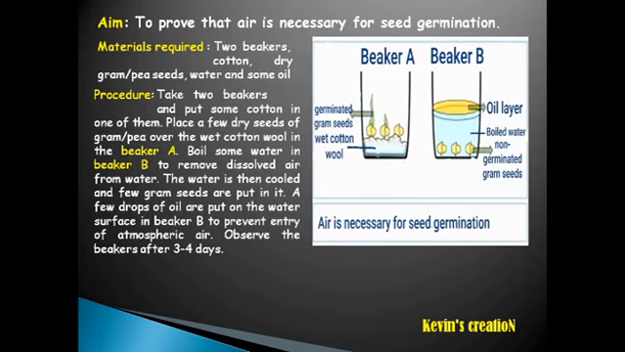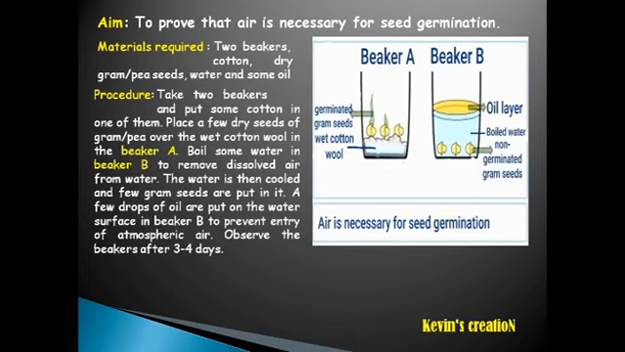Now in beaker B, we have to boil some water to remove dissolved air from the water. First we have to boil the water so that the dissolved air or oxygen is removed from it. Now there is no oxygen. The water is then cooled. So first we boil it and then cool it to make it oxygen free, and then we put a few gram seeds inside this.